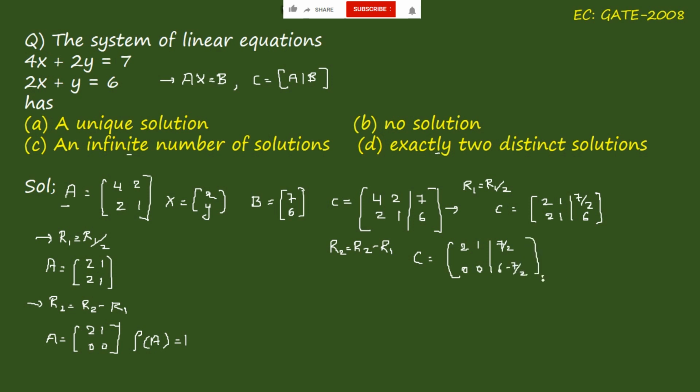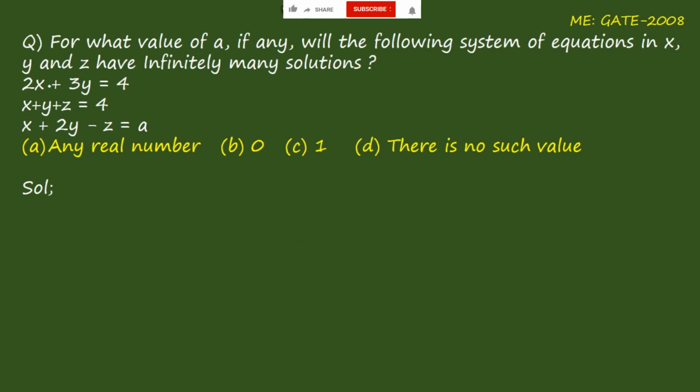Now this is a 2 cross 3 matrix. So rank of C is equal to 2. So we can see that rank of A is not equal to rank of C, as you know that 1 is not equal to 2. Yes or no? So we can say that it is inconsistent, means there are no solutions. Option B. Come to the next question.